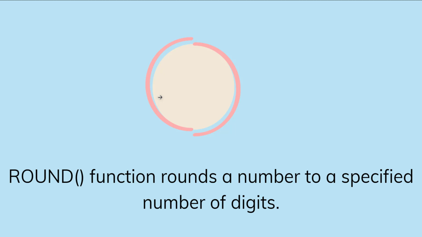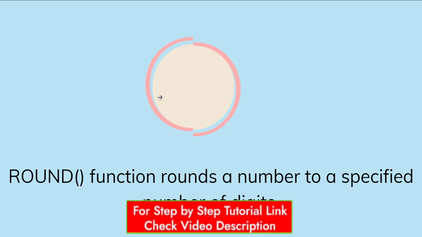So let's first understand what we mean by the round function. Don't think that this round function creates a circle in your Salesforce administrator. This round function is basically used to round a number to a specific number of digits. It is one of the mathematical functions that we use in Salesforce to carry out mathematical calculations, and it supports only numerical data types like integer, decimal, or currency.